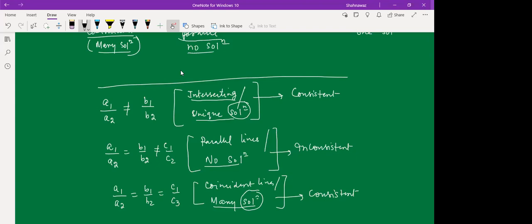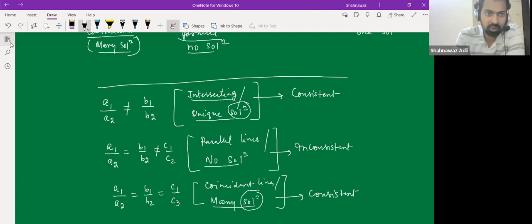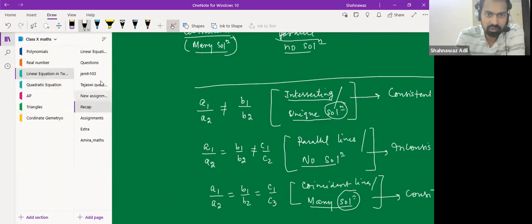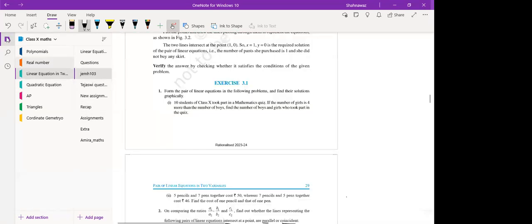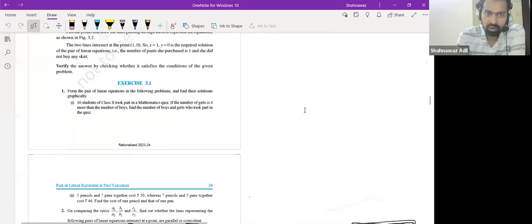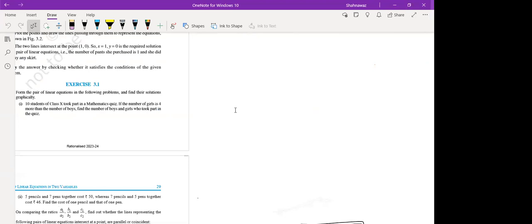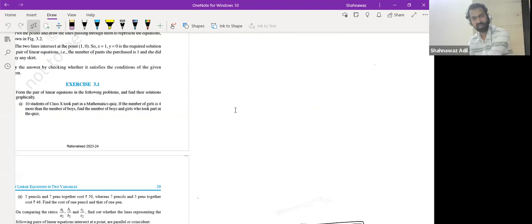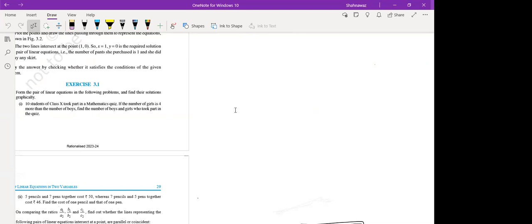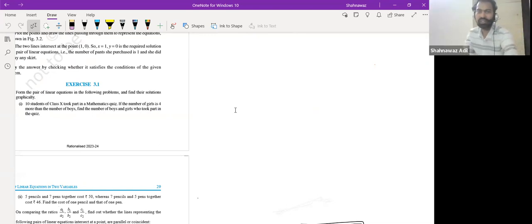Done. Okay, so now let us go and solve the next question. Form the pair of linear equations in the following problems and find their solutions graphically. We can solve a pair of linear equations by the graphical method and the algebraic method. In this part, we will only talk about the graphical method. The algebraic method we will see in the next exercise.